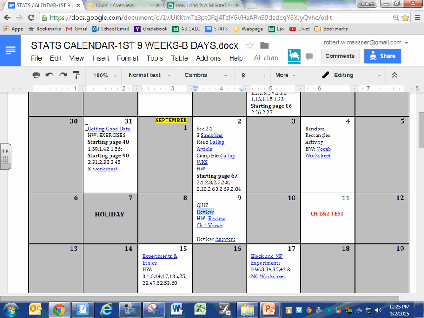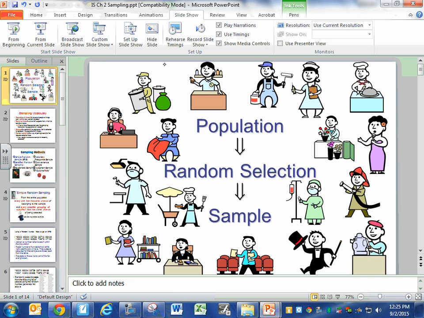Last class was all about getting good data, making sure your data is not biased, with low variability, therefore high reliability. Today we're going to talk about sampling and how we can make sure we get good data, the different methods of sampling so that we get good, reliable data. So we start with the population. We'll then take a random selection, which will give us our sample. That is the whole sampling process.